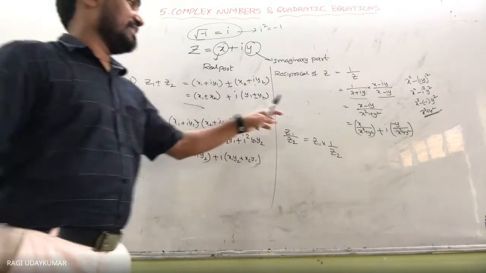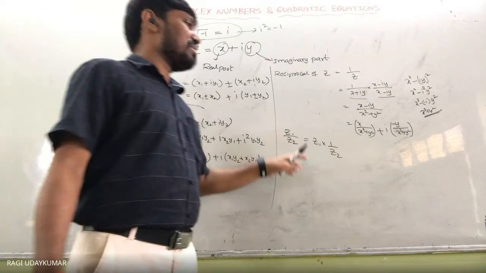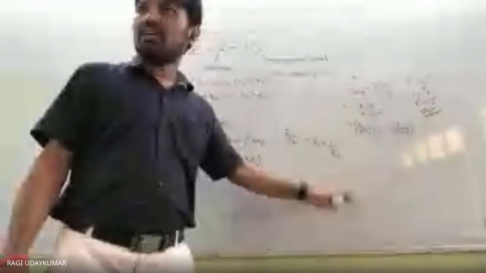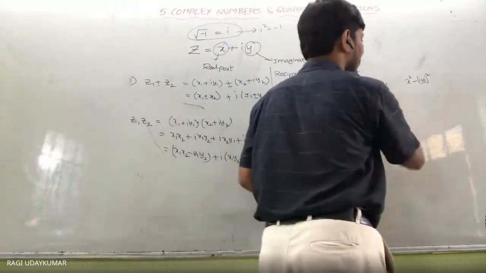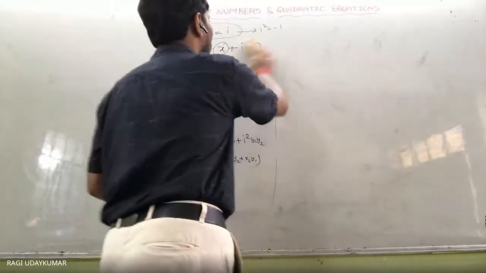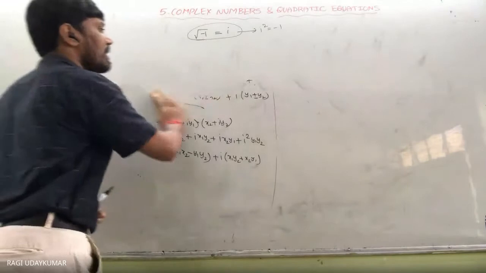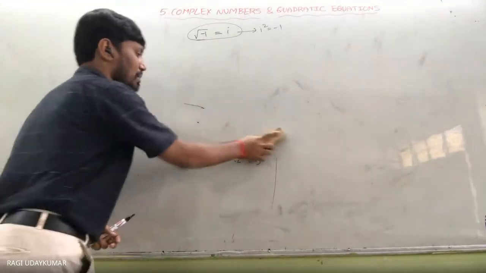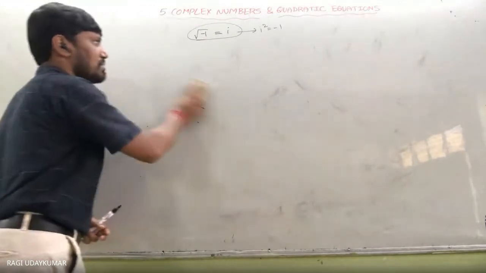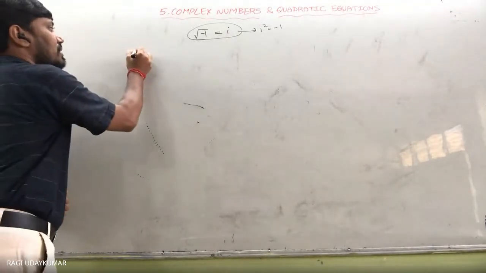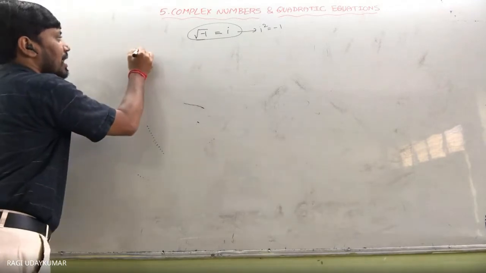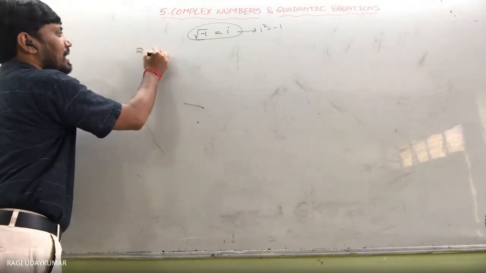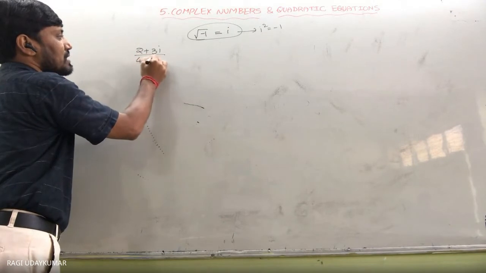So now here Z1 means this also we have taken one example and we have done it. If you want one example, we will take once again, because division of the two complex numbers is also very important. Here, a thing you need to remember: division of the two complex numbers is very important.